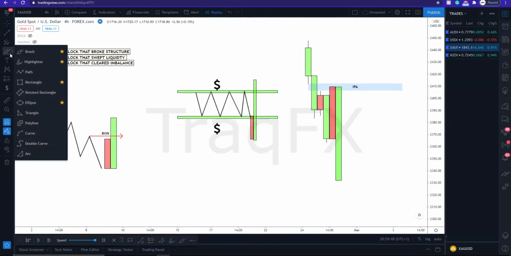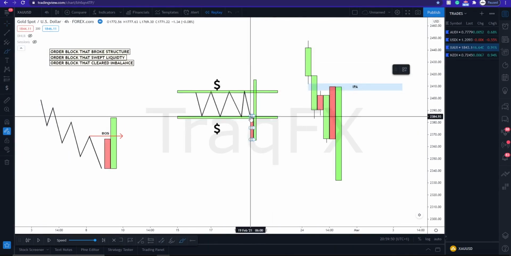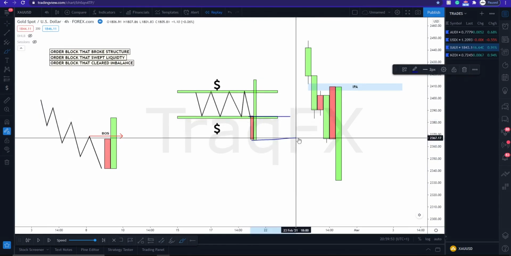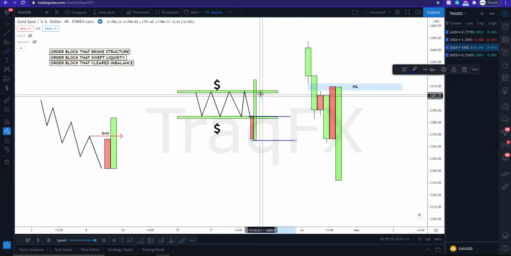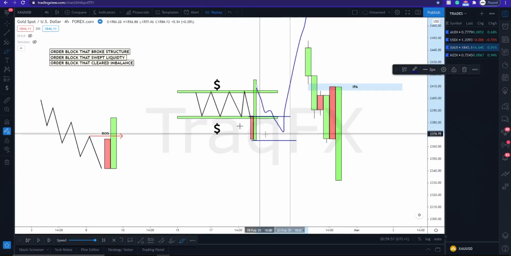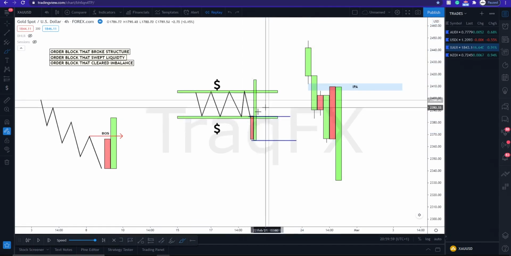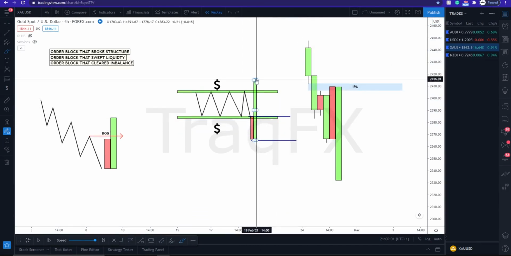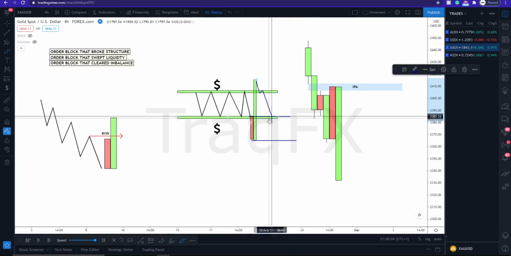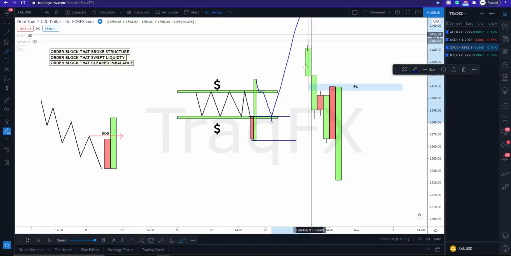Most likely the market is going to come back down to this last down candle to retest it and then go higher. Just like I said in the last video, order blocks get retested, aka mitigated. So the market is going to have to come back down to that last down candle where it originally started, and then from there go up.